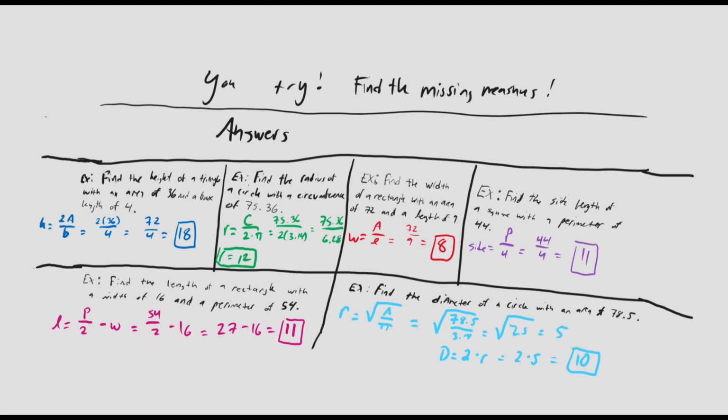What you are going to do then is double the area given first. 2 times 36 makes 72. Then divide it by the length, which is 4. 72 divided by 4 is 18. There's your height. The next problem, find the radius of a circle with a circumference of 75.36.